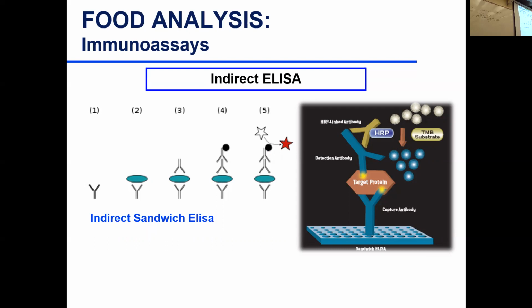Am I confusing all of you or not? Okay, so again, I'm going to repeat. Let's say this is soy protein again.